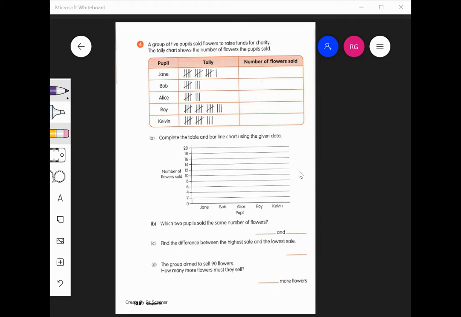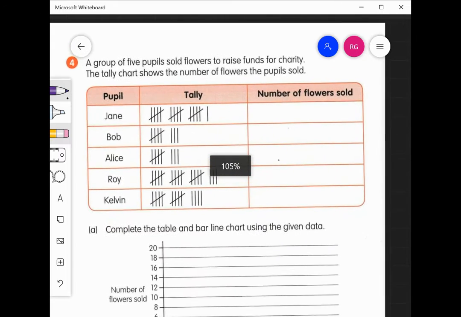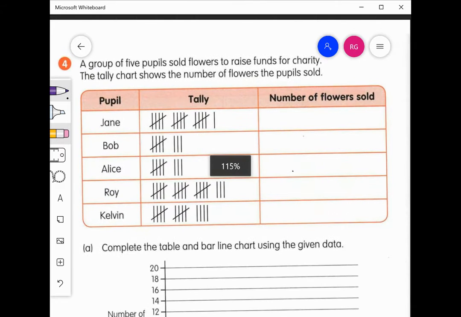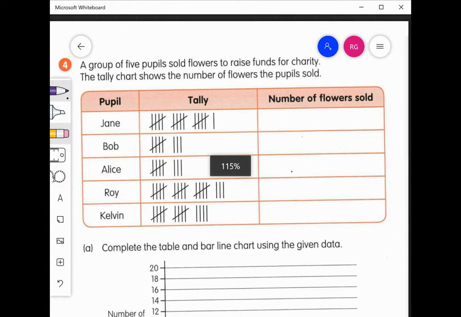Okay, next we're on to page 138. So let's look at this first tally chart here. It looks like it wants us to tally up those tally marks and write the number of flowers sold by each of 5 pupils. It says a group of 5 pupils sold flowers to raise funds for charity. The tally chart shows the number of flowers the pupils sold.